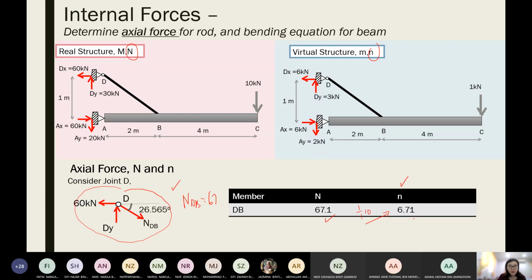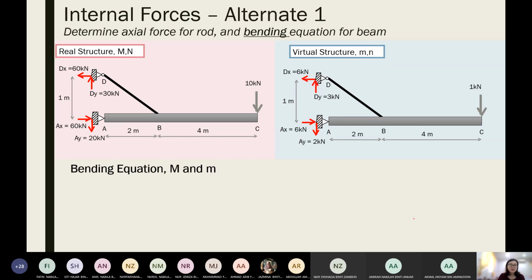Now we need to gather all the information for our equation, and the equation requires the n, the axial force. So we solve for all the axial forces first. But because the effect of axial force in the beam has been ignored, we do not find any axial force in the beam.